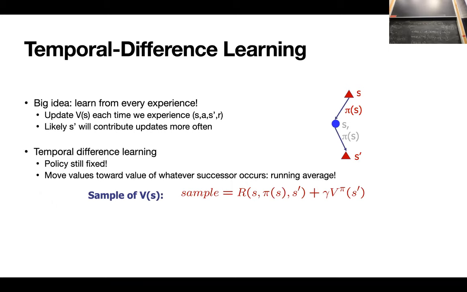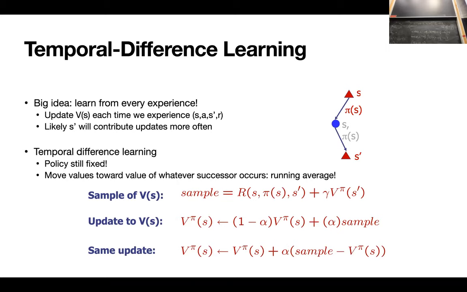And of course, likely we will visit the S prime more times, not just once, and we can end up refining this. So the idea is that we take a sample of the value of state S by basically observing the reward of S prime and computing the discounted value under the policy pi of state S prime. And given this one observation, we can update the value of state S by saying that this is equal to, with a certain weight, the previous value estimate. And this is called temporal difference learning.